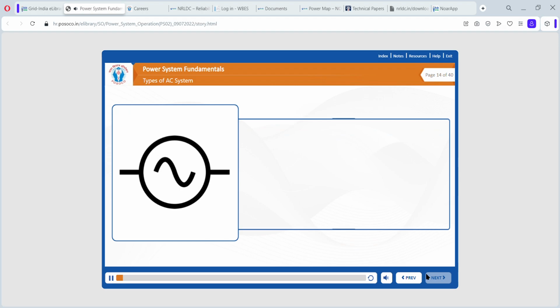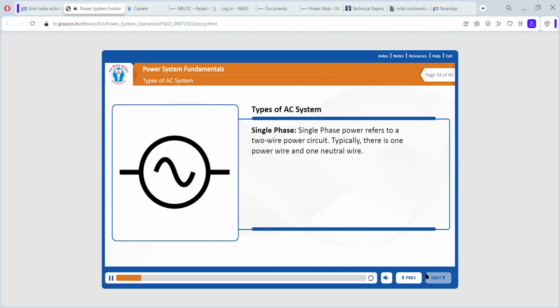Let us now learn the types of AC systems. Single-phase system is the simplest electrical circuit. It requires only two lines, one for power to go in and the other is a return path for current. These are often called line 1 and line 2 or line 1 and neutral. Current only has one path to travel in a single-phase circuit, such as a control circuit.